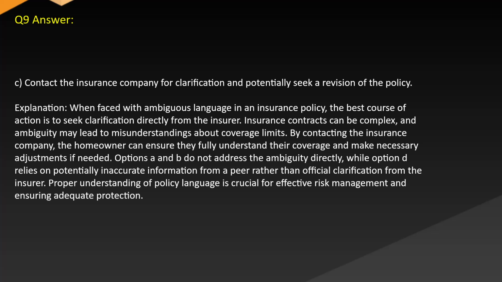Options A and B do not address the ambiguity directly, while option D relies on potentially inaccurate information from a peer rather than official clarification from the insurer. Proper understanding of policy language is crucial for effective risk management and ensuring adequate protection.